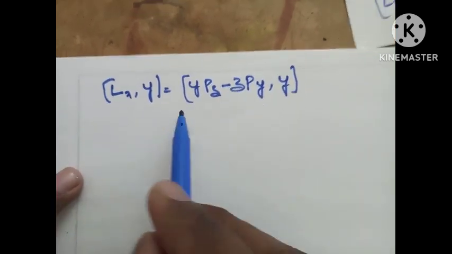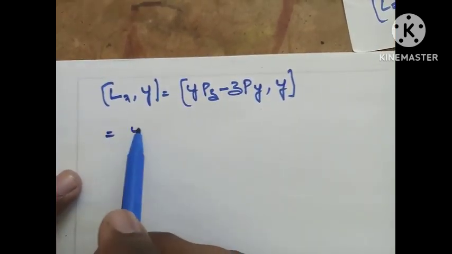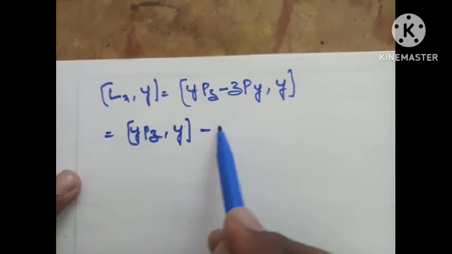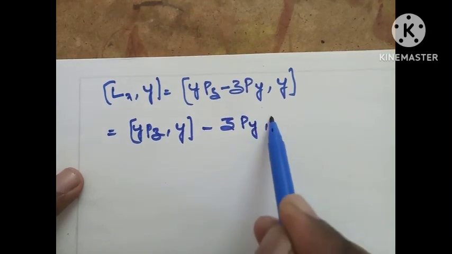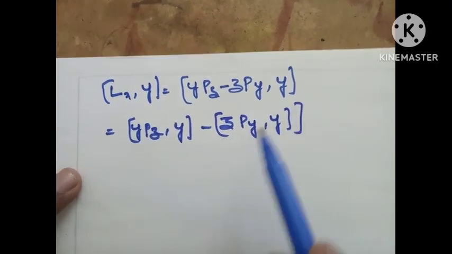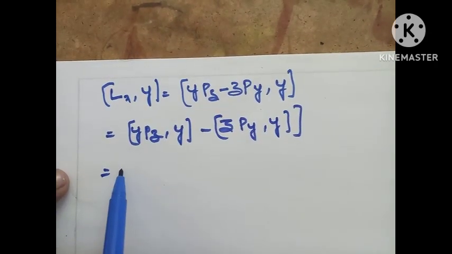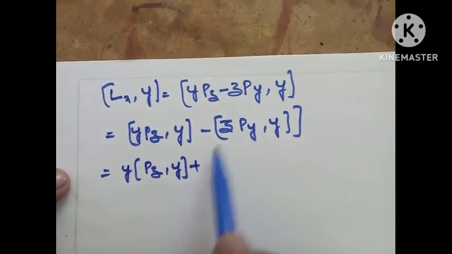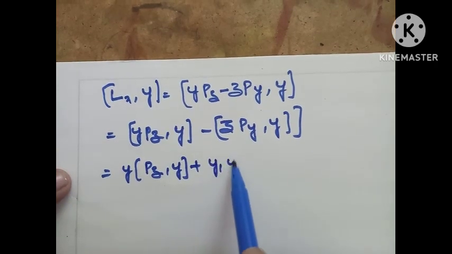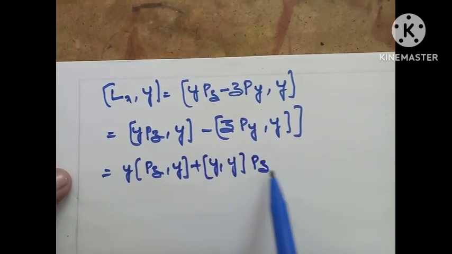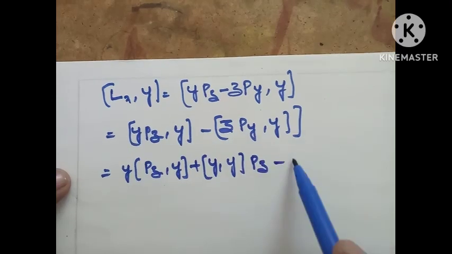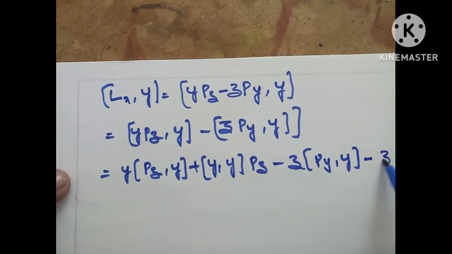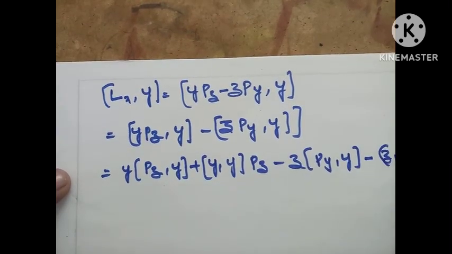Now separate the terms, and see what we get. y pz comma y minus z py comma y. Now separate the terms further. Here I am writing y into pz comma y plus y comma y into pz. And here I am writing this as z into py comma y minus z comma y into py.